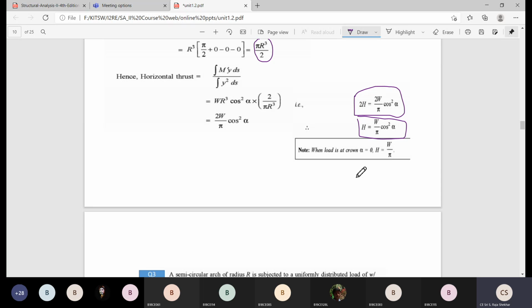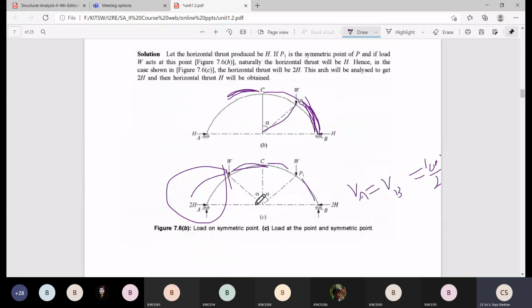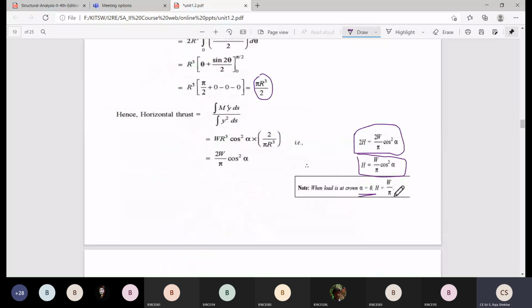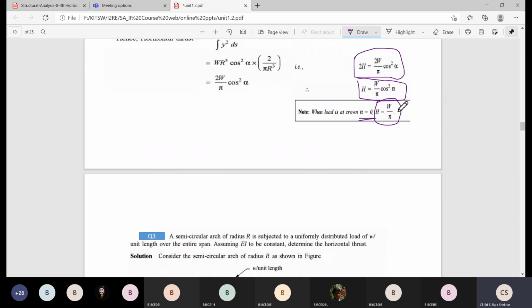If alpha is equal to 0, then the load will act at the crown point. If alpha is equal to 0, where does the load act? It acts at the crown. When it acts at the crown, what is the formula? Directly it is w by pi. Just now we derived it. When alpha is equal to 0, h is equal to w by pi.